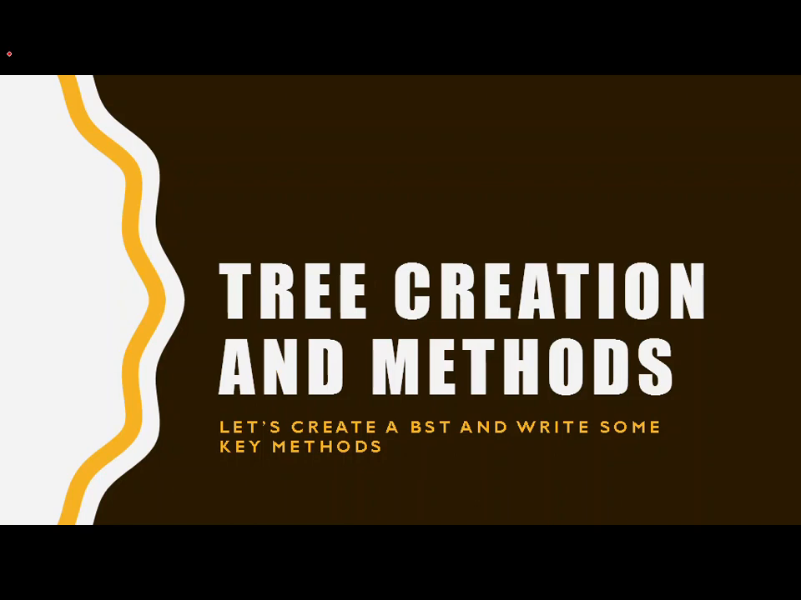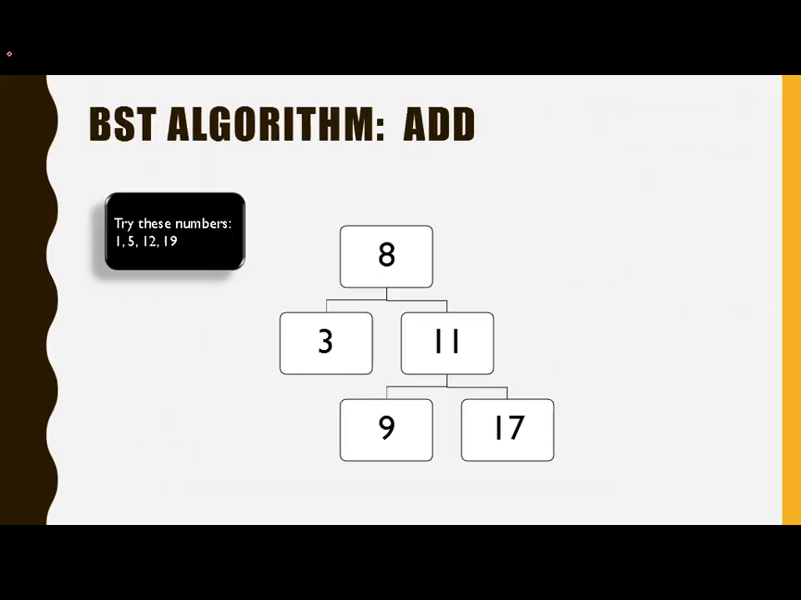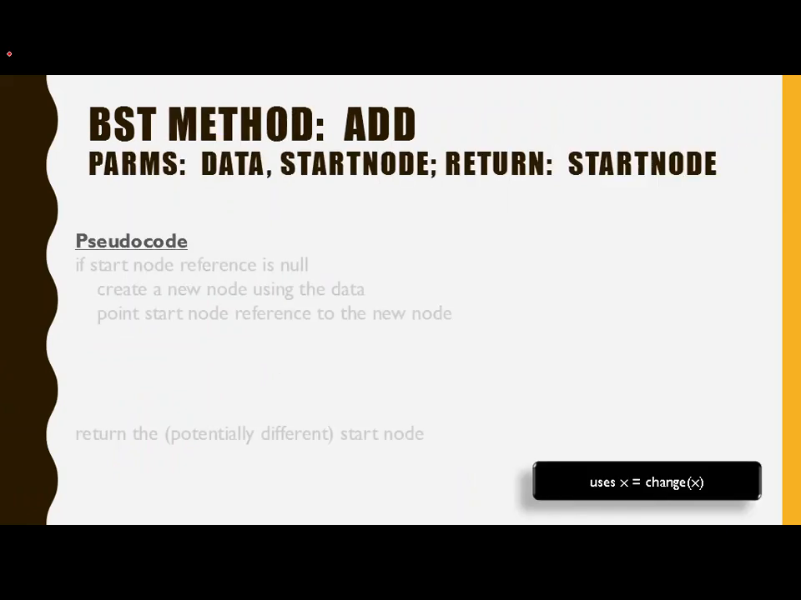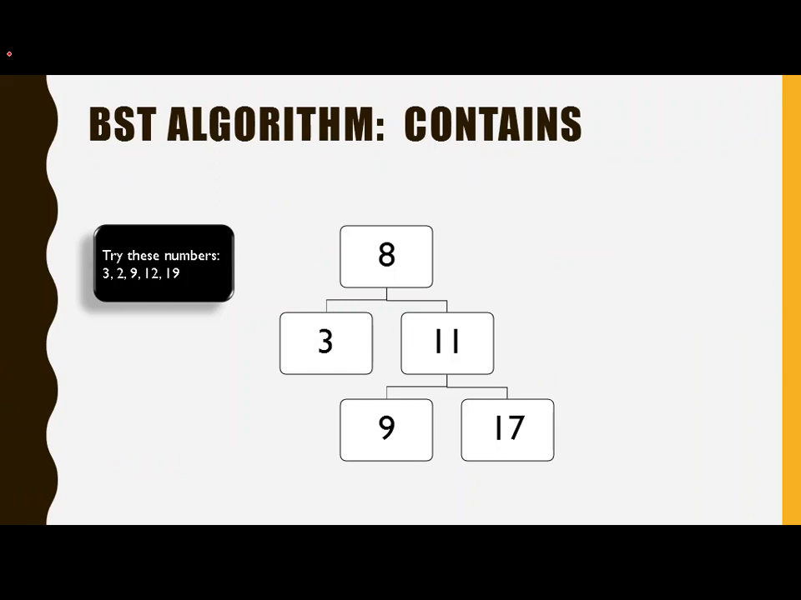And we are in our tree creation. Notice last video we talked about nodes, creating the trees, we talked about the add algorithm, we talked about the pseudocode, we walked through that, we looked at the code, so hopefully all of that makes good sense to you. We're going to look at one more algorithm here and then we'll look at the code for that.